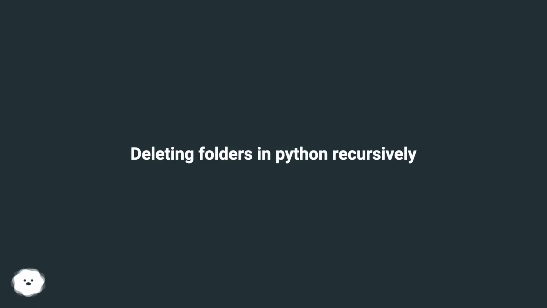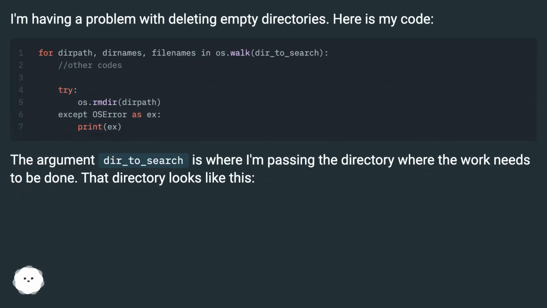Deleting folders in Python recursively. I'm having a problem with deleting empty directories. Here is my code. The argument $_to_search is where I'm passing the directory where the work needs to be done.